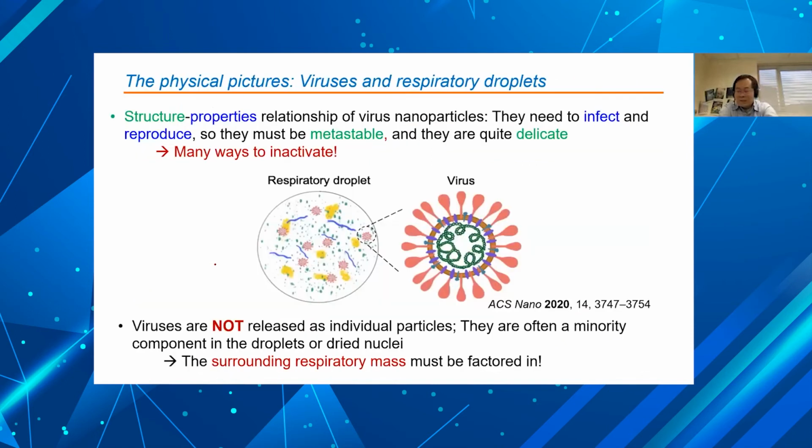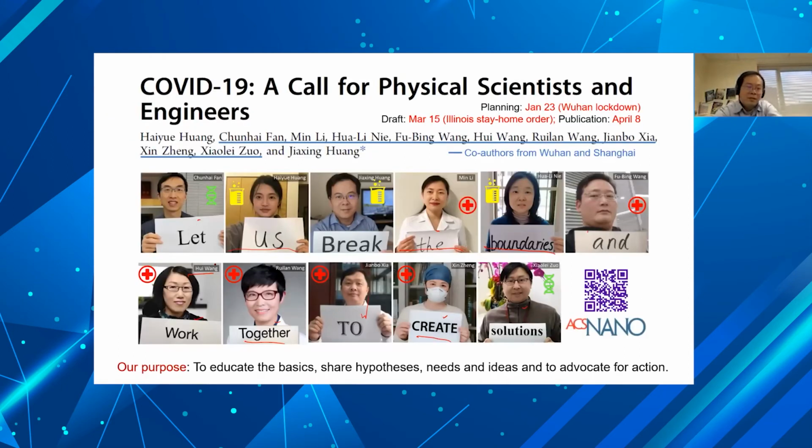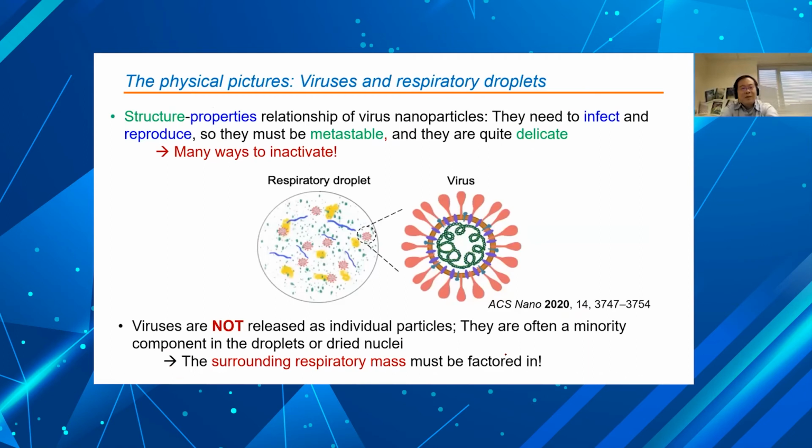All right, so what do we have in the paper? What's the purpose of that particular paper? The purpose of the paper is to educate ourselves and our peers and share with our students the basics and share some hypotheses. We also present some needs and research ideas to advocate for action, especially to those who are not working on the biological side of science and engineering. So here are two physical pictures about viruses and respiratory droplets.